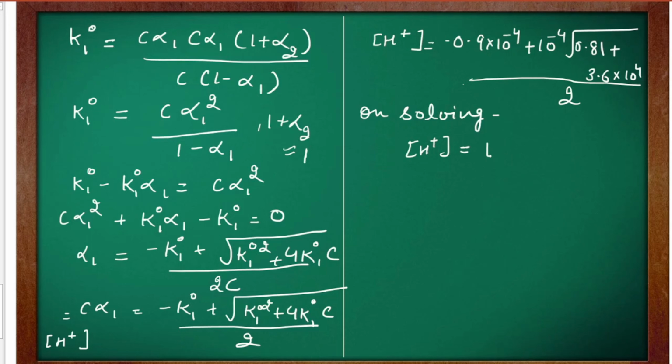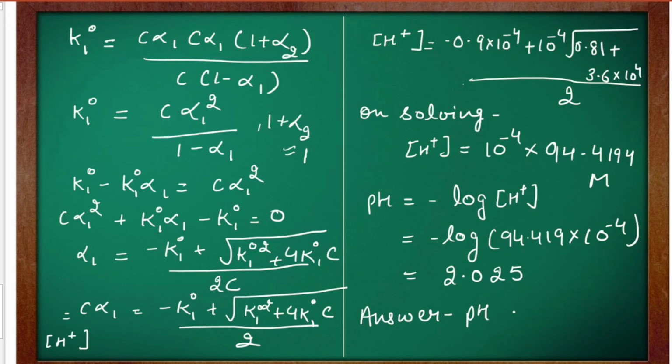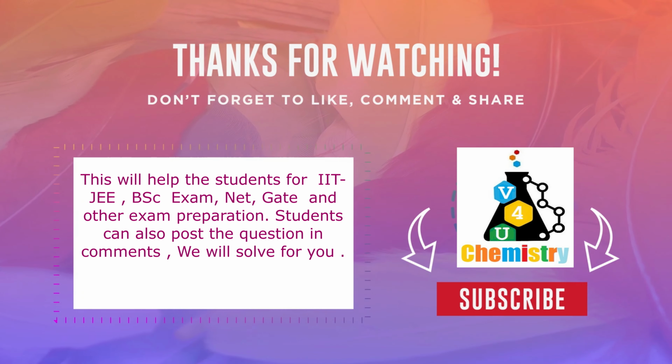On solving the equation, we get the hydrogen ion concentration is equal to 94.419 multiplied by 10 raised to power minus 4 molar. pH is equal to minus log of hydrogen ion concentration. On solving this we get the value equal to 2.025. Answer: pH is 2.025.